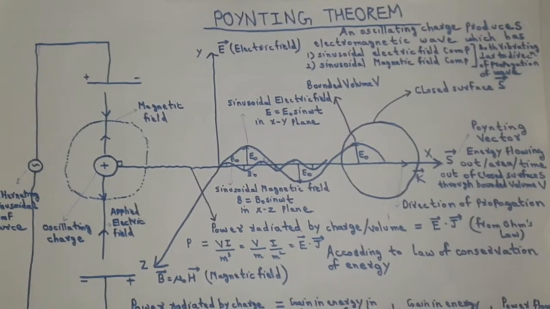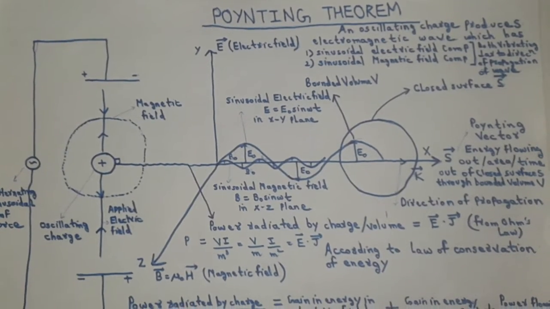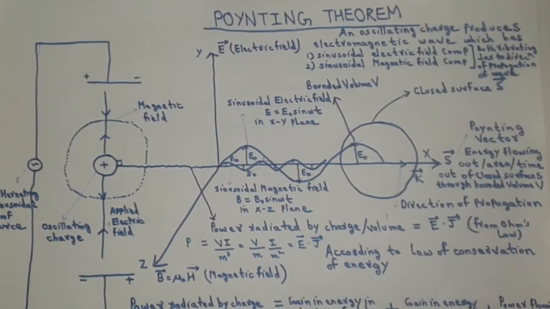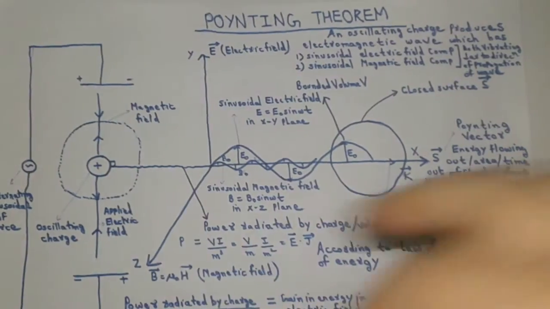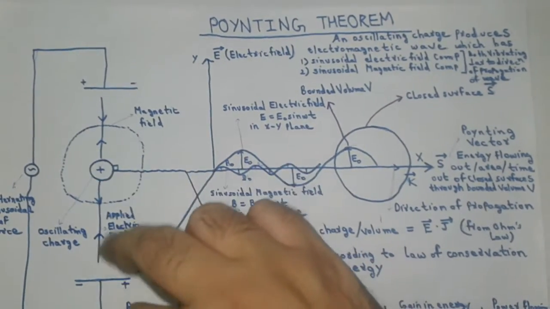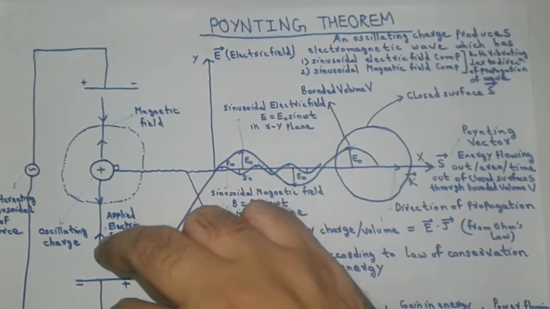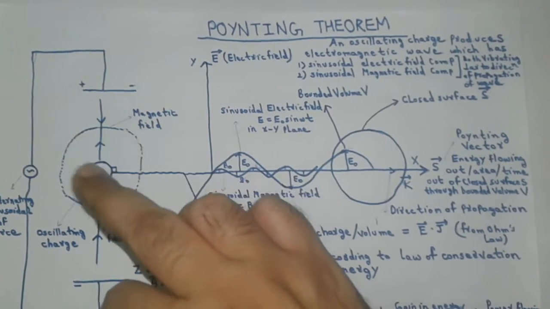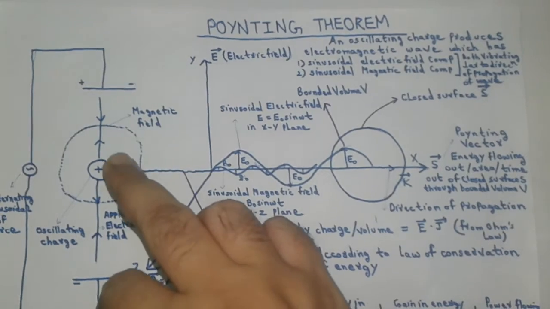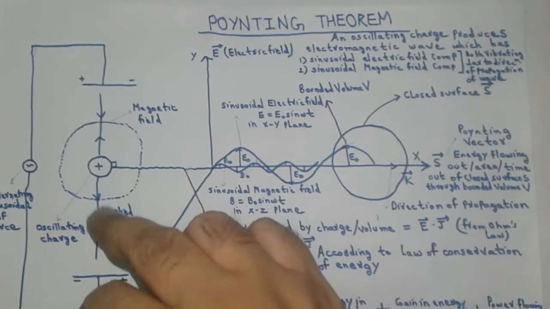Hello students, today we will learn Poynting Theorem, which is based on the law of conservation of energy. As we know, when an electric charge oscillates under an alternating electric field, an electromagnetic wave is generated in a direction perpendicular to the direction of oscillation of charge.